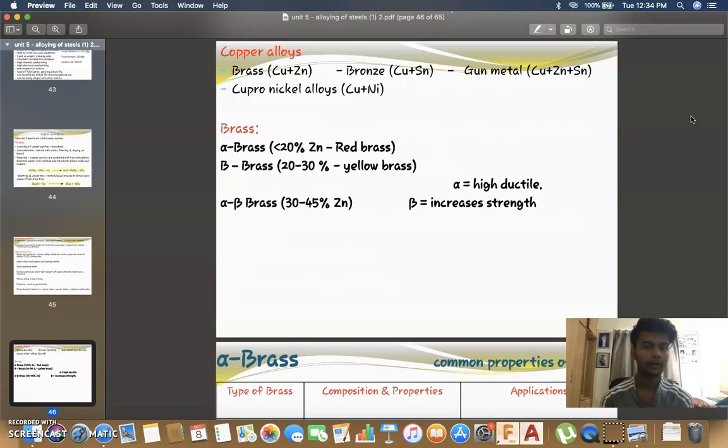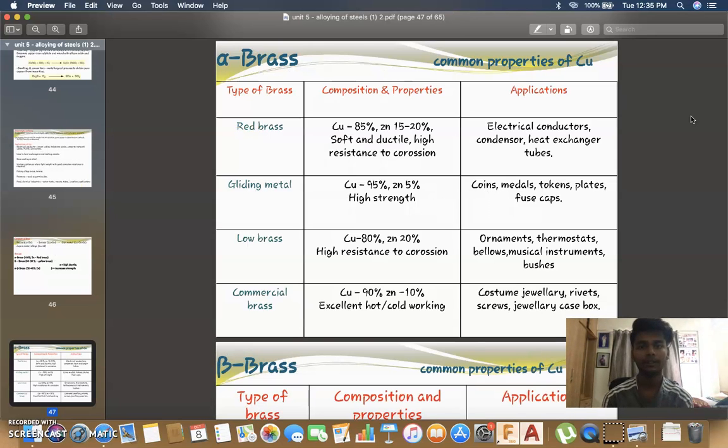Now let's see copper alloys. One is brass, which is nothing but copper plus zinc, and another is bronze, which is nothing but copper plus Sn. Gunmetal is Cu plus Zn plus Sn, and cupronickel alloy is copper plus nickel. The name itself says it. Brass has three types: alpha brass, which is more than 20% zinc, also known as red brass; beta brass, which is 20 to 30%, yellow brass; and alpha-beta brass, which is 30 to 45% of zinc. Alpha is a highly ductile material, and beta increases strength.